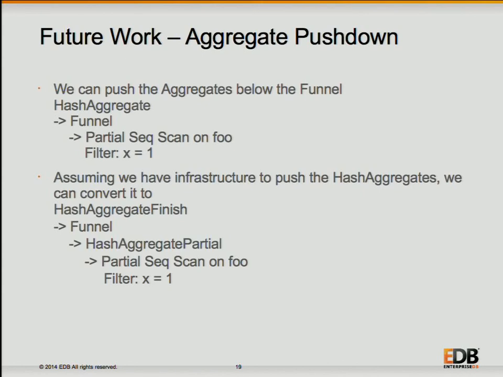What's the kind of summarized list of the difference between a funnel node and an append?